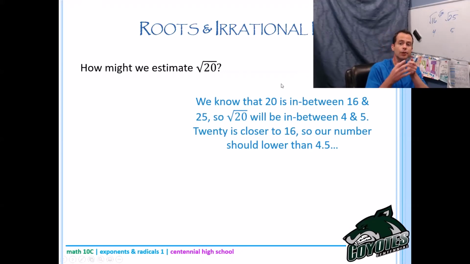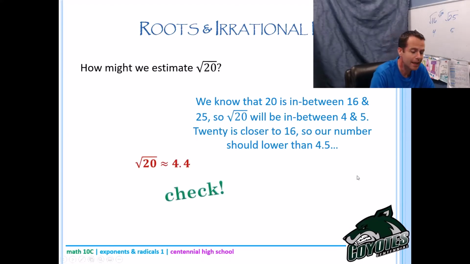I don't care that you can type this in your calculator, right? That's not the point. If I ask you how you would estimate the 4.5, these are the sorts of things I want you to say. We know that 20 is in between 16 and 25, so root 20 will be in between 4 and 5. 20 is closer to 16, so our number should be lower than 4.5. It's actually not that much lower than 4.5. We're going to estimate 4.4, and then we're going to check. When I go to check, it's actually 4.472. So that would actually round to 4.5.